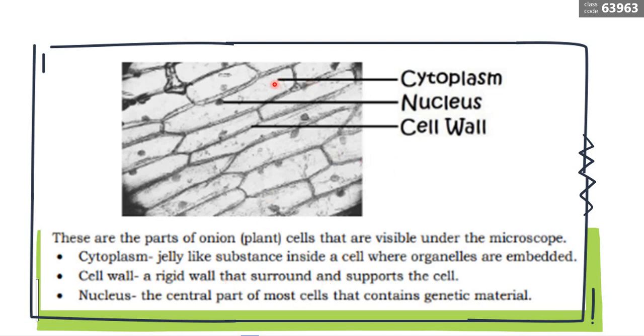Let us discuss the parts of onion cells that are visible under the microscope. These are called cytoplasm. This one. This is the jelly-like substance inside the cell where organelles are embedded. So, napapaloob doon yung organelles. Cell wall. So, this is the cell wall, the boundary. A rigid wall that surrounds and supports the cell. And the nucleus is that point or the mole there, the dot. The central part of most cells that contains genetic material. So, these three are the basic parts of that onion cell. Take note, it is a plant cell.